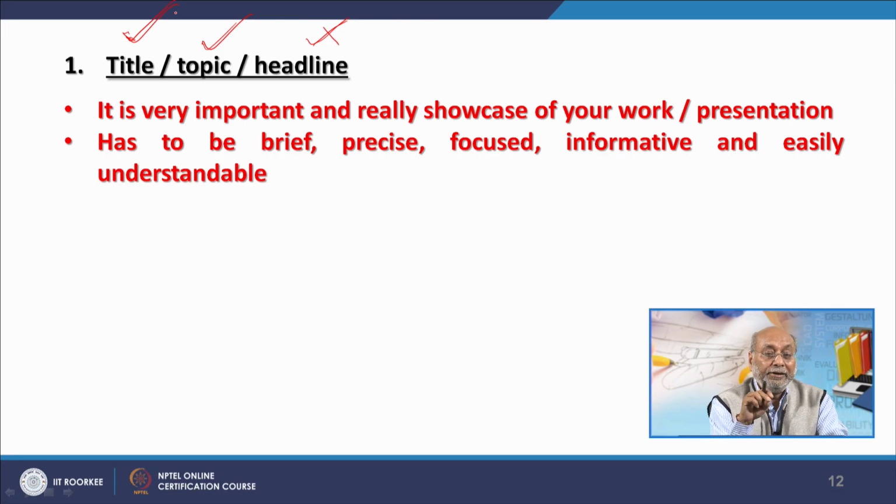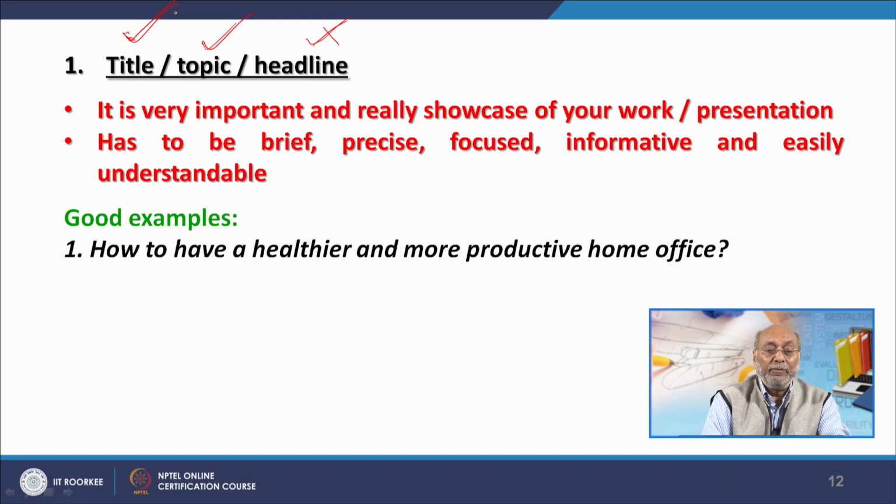If these characteristics exist in your title, a reader will immediately become interested in reading your work. That is the purpose of writing all these manuscripts, theses and other things: whatever you write as the title should be interesting to the reader. I can give you some good examples, and I will also show some bad examples.